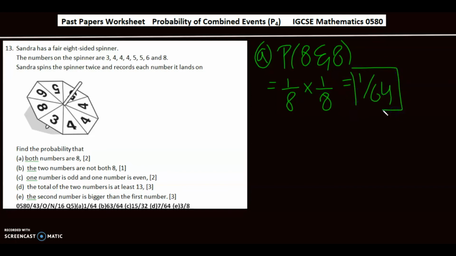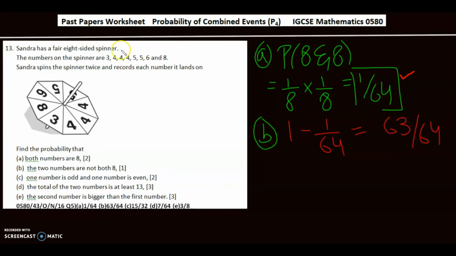Part B, the two numbers are not both 8. So in part A, we already have the probability of both numbers being 8. Part B says that the two numbers are not both 8, which means we simply have to do 1 minus the previous probability, which will simply give 63 upon 64.